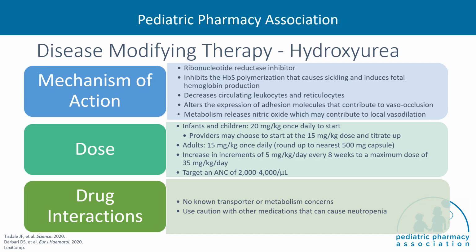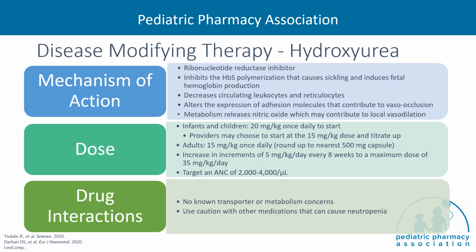So you can see there's several things within the mechanism of hydroxyurea that can be quite beneficial for our sickle cell patients. When looking at our dosing, for our infants and children, we'll generally start at 20 milligrams per kilogram once daily. However, some providers may choose to start at a slightly lower dose of 15 milligrams per kilogram and then titrate up. For our adult patients, we will typically start at that 15 milligrams per kilogram once daily, rounded to the nearest 500 milligram capsule size, and then increase in increments of 5 milligrams per kilogram per day every 8 weeks to a maximum dose of 35 milligrams per kilogram.